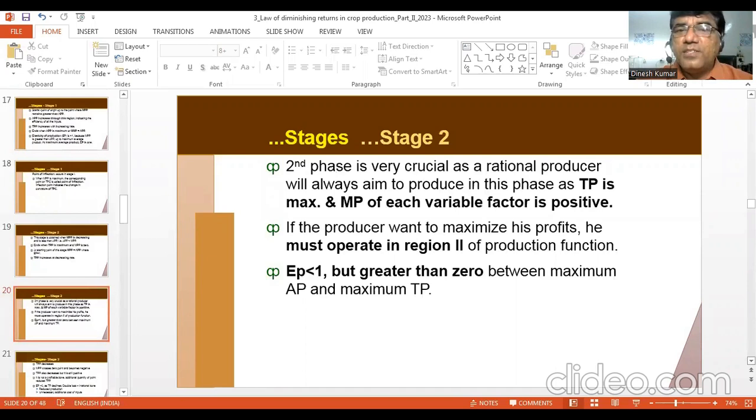The second phase or stage is very crucial as a rational producer will always aim to produce in this phase, as TP is maximum and MP of each variable factor is positive. So one should operate here. If the producer wants to maximize profits, he must operate in region 2 of the production function. And here EP is less than 1 in stage 2. At the starting point it was 1, but now it is less than 1, but greater than 0 between maximum AP and maximum TP.